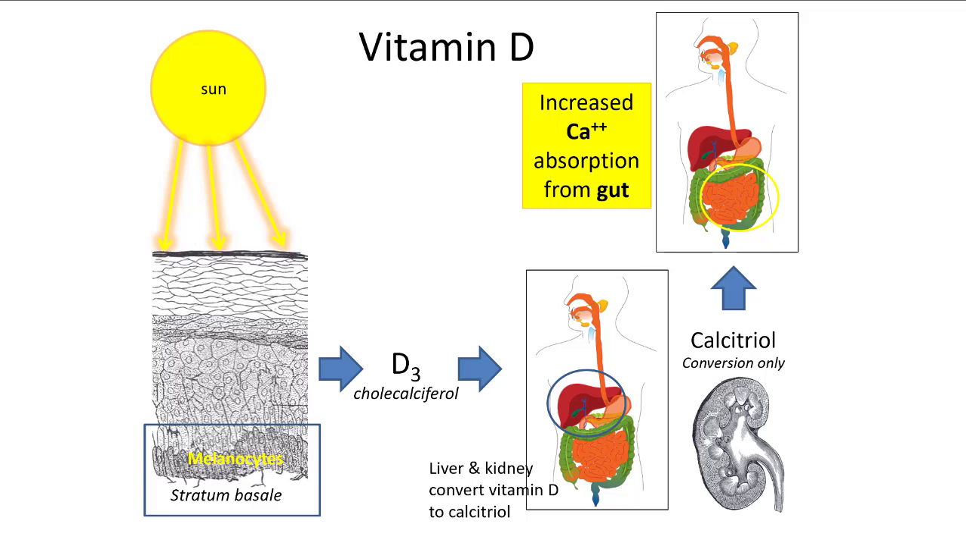So if you don't have enough UV light and therefore formation of vitamin D, you're going to not absorb as much calcium. Even if you're eating or consuming a lot of calcium, you won't absorb it unless you have sufficient amounts of these, which is why most of the milk is fortified with vitamin D.